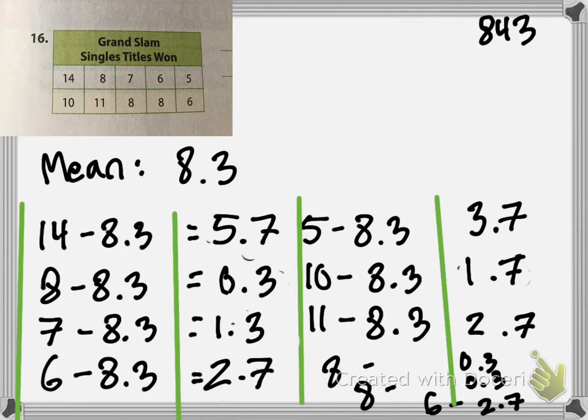And then we divide by how many different numbers there were. So let's add 5.7 plus 0.3 plus 1.3 plus 2.7 plus 3.7 plus 1.7 plus 2.7 plus 0.3 plus 0.3 plus 2.7. I think I added all of my 10 numbers together. Then I divide by the number of numbers I have. I divide by 10.